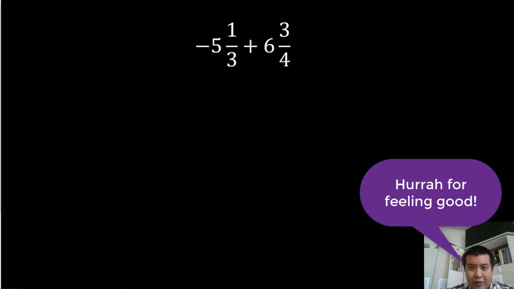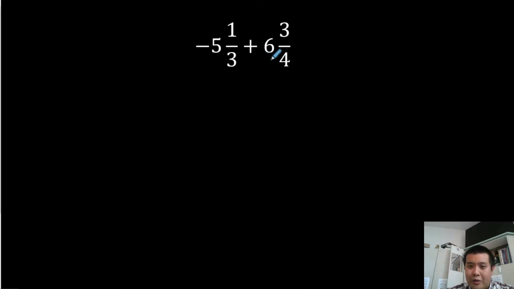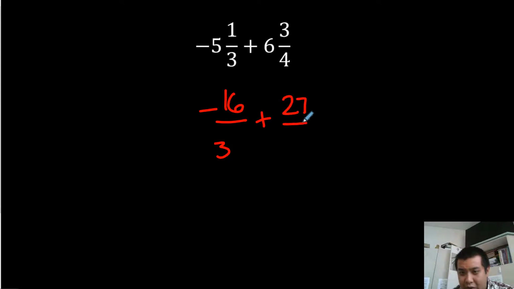Let's try this one right here. So we already have an addition problem right here, so what we need to do is change it to improper fractions. Negative 16 over 3 plus, this is 24 plus 3 is 27, 27 over 4.